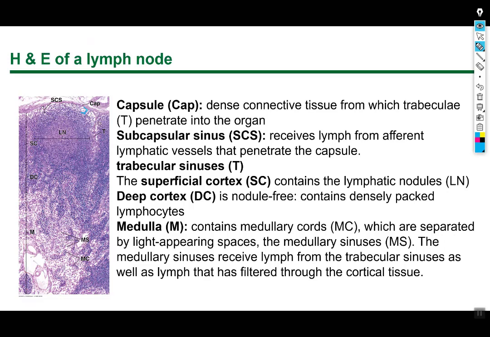The trabecular sinuses are the little sinuses on either side of a trabecula. And then the superficial cortex is the one that contains lymphatic nodules. So this includes an area that is around a germinal center.